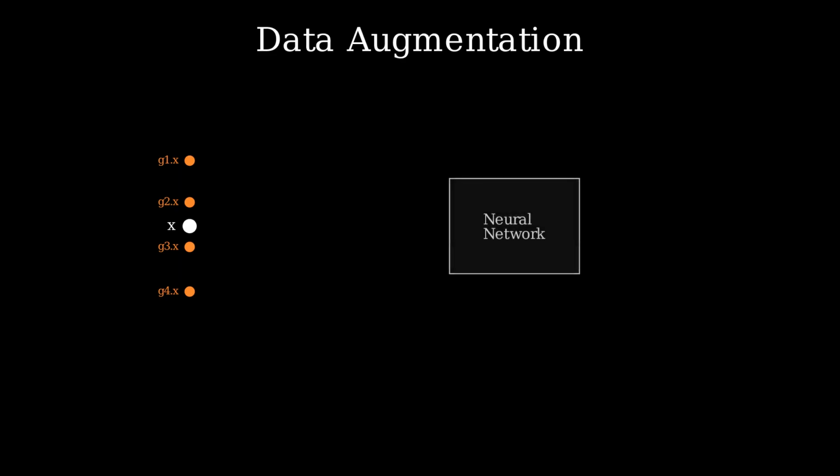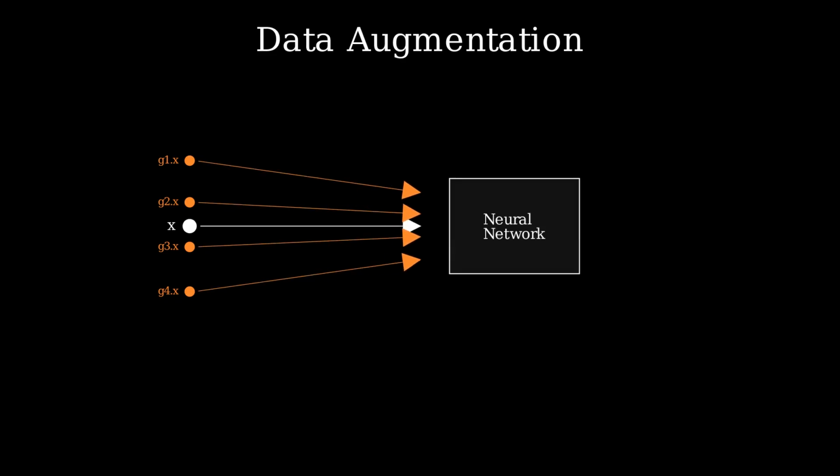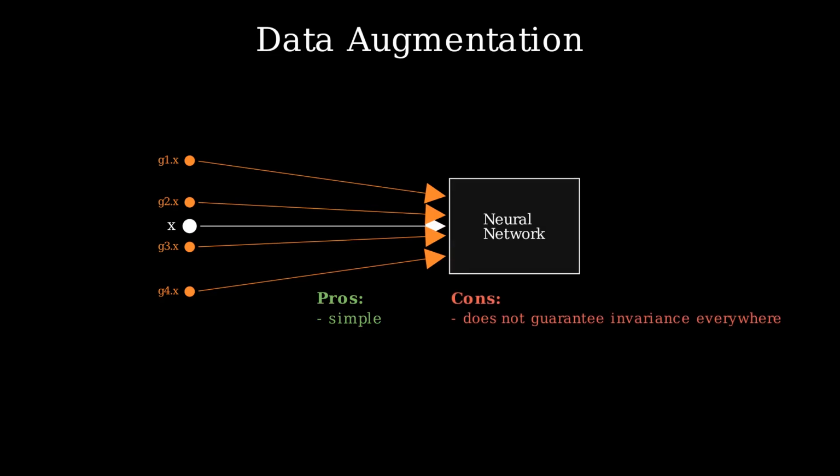Welcome to this. Data augmentation is the simplest approach to symmetry. Given a data point x, we add transformed copies g.x for various group elements g directly to the training data, then train as usual. The advantage is simplicity, no architectural changes, any model works. The limitation: augmentation does not guarantee invariance everywhere, only on the augmented training distribution.